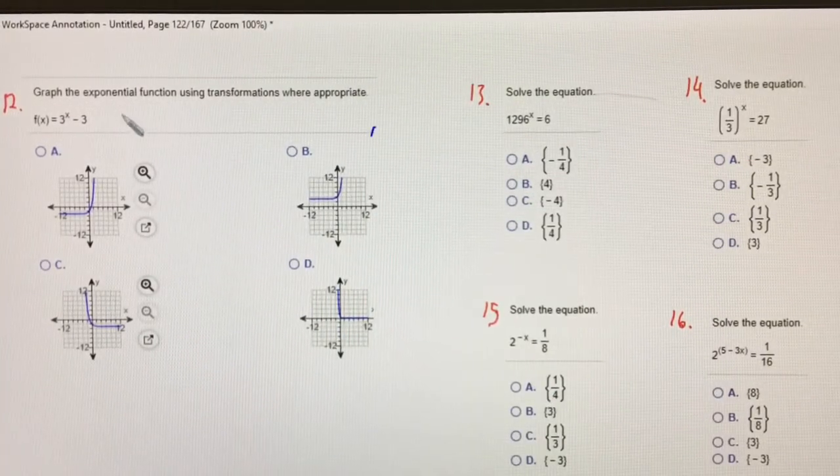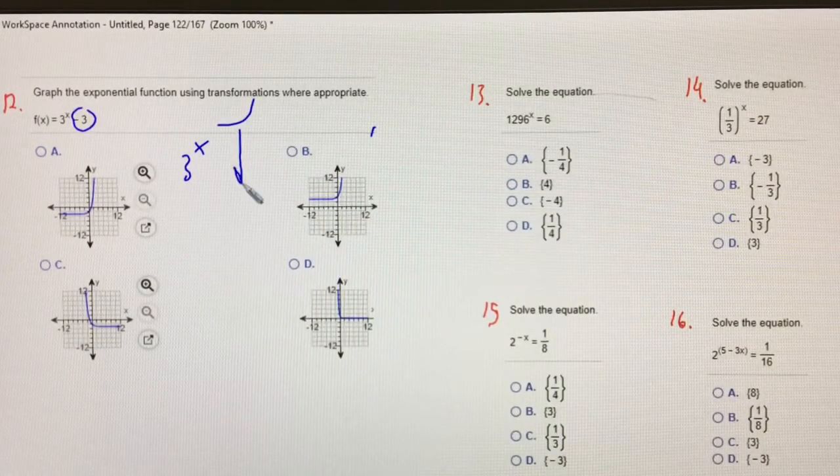Number 12, now I have 3 to the x minus 3. 3 to the x is going to be growth. But the -3 not up in the exponent means it's going to shift that graph down 3 units. This one went up 3, so it can't be B. This one is actually a decay. It can't be that one. Another decay that went down 3, it wouldn't be that one. It would be this one, which is a growth that went down 3, so it has to be choice A.